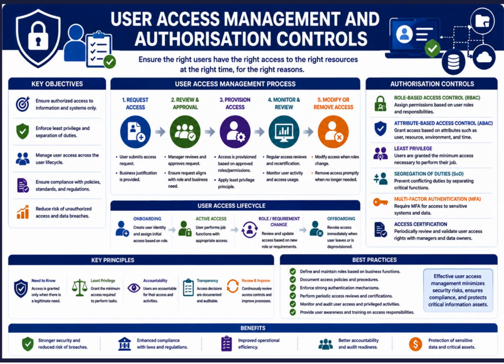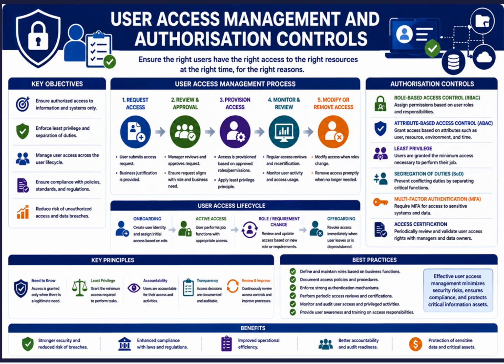User access management and authorization controls are essential for ensuring that only authorized users can access systems, applications, and data. The main objective is simple: give the right users the right access to the right resources at the right time, and for the right reasons. The process begins with an access request. A user requests access based on a business need, and that request is reviewed and approved before access is provisioned.